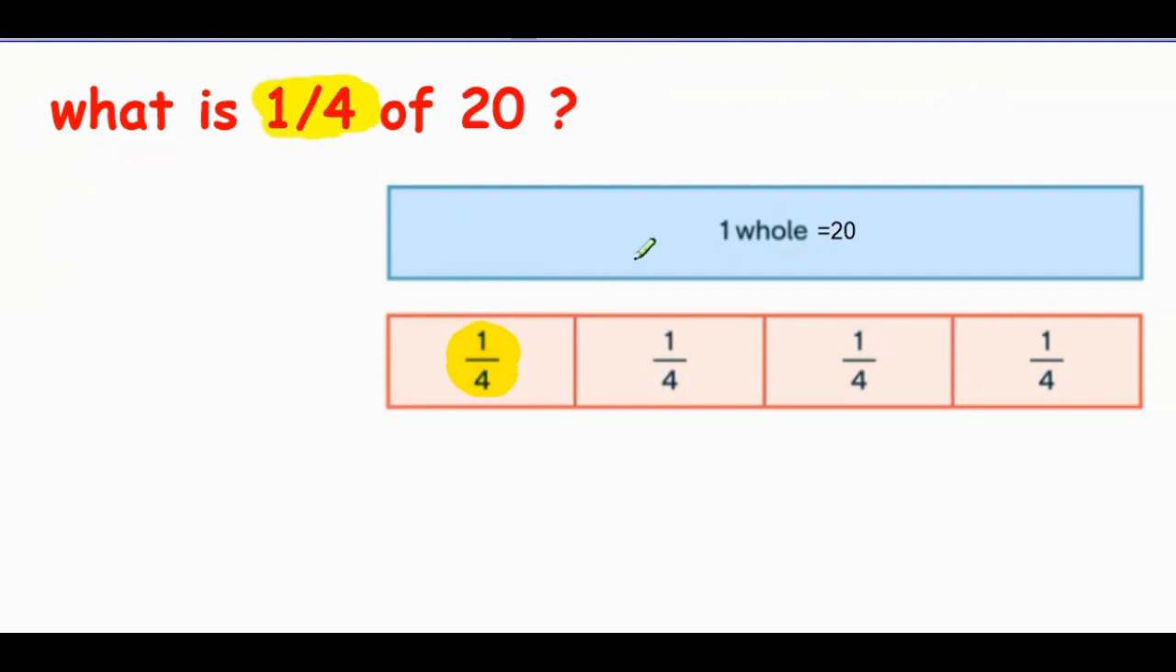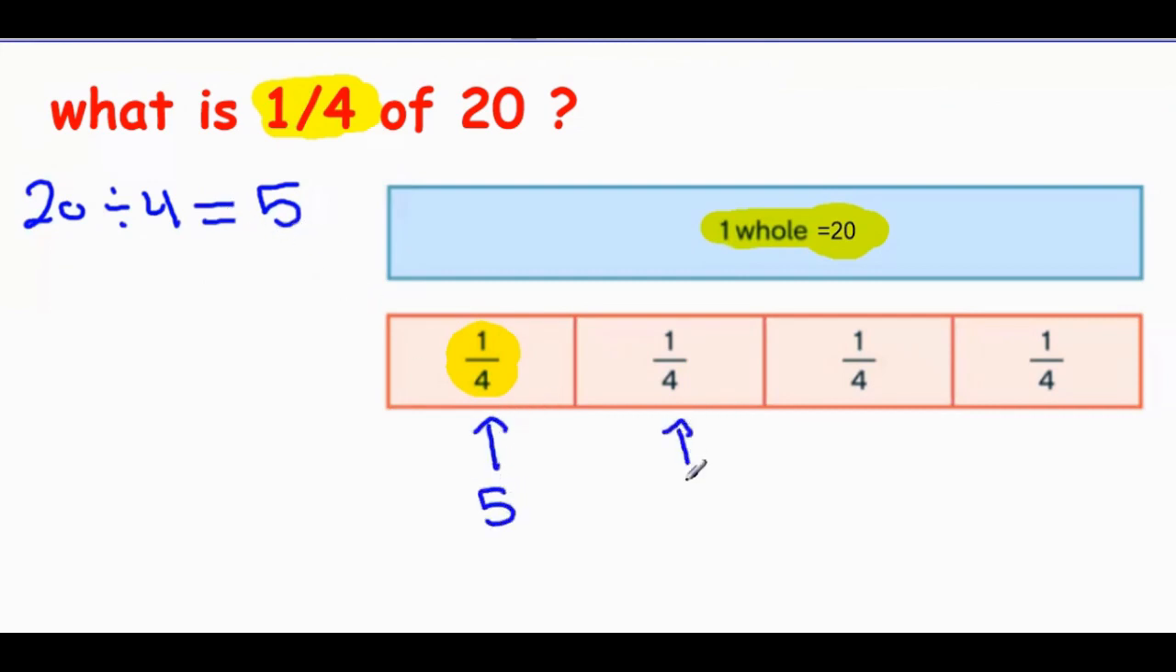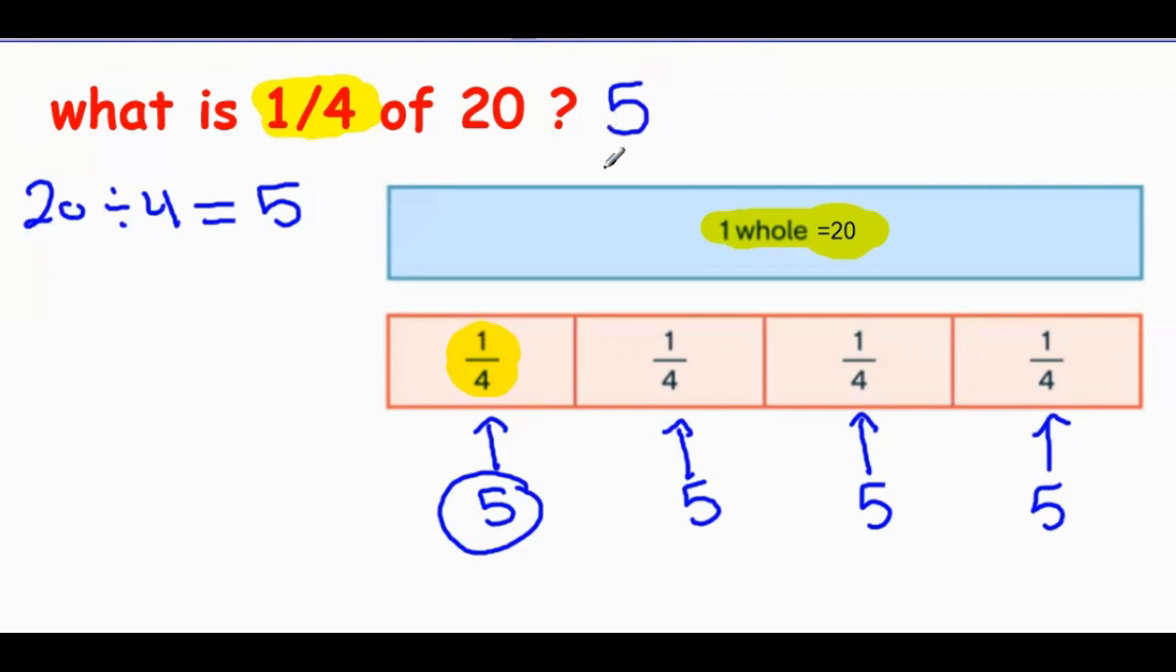of the quarter. The same principle or idea. You should break the whole 20 into 4 equal parts. 20 divided by 4 is equal to 5. So each part from the 4 parts will be 5. I want only one part out of 4. So I will take this 5. So 1/4 of 20 is 5.